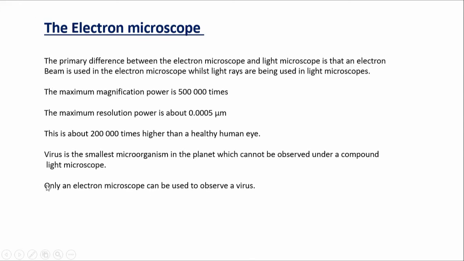So when you read this description, you might get the idea about how powerful the electron microscope is. It is even more powerful than the compound light microscope because the virus, which is the smallest microorganism, you cannot observe this under a compound light microscope, but you can observe it under an electron microscope. So you can analyze how powerful the electron microscope is.